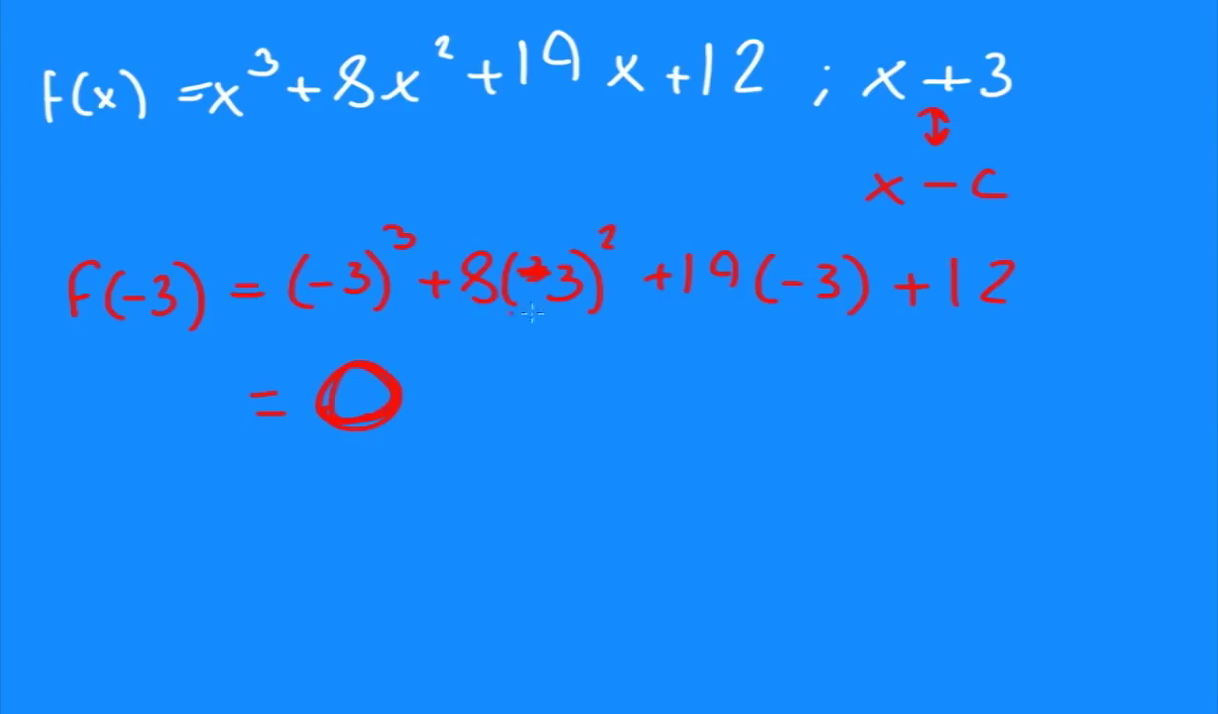So since you got a 0 when plugging in the c at your function, that means that x minus c is a factor of your polynomial. So the answer would be yes, it is a factor of f(x). And if you get any number that's not 0 here, then it's not going to be a factor. Okay, it's as simple as that.